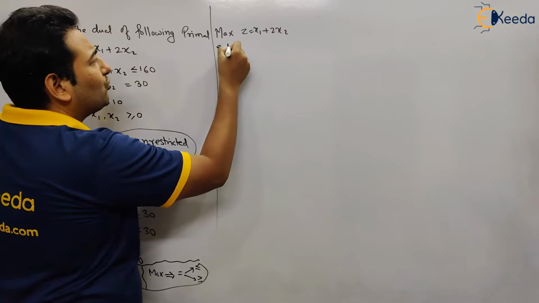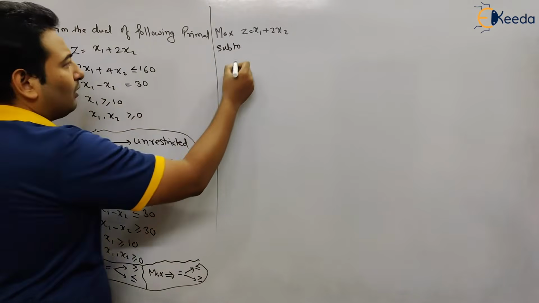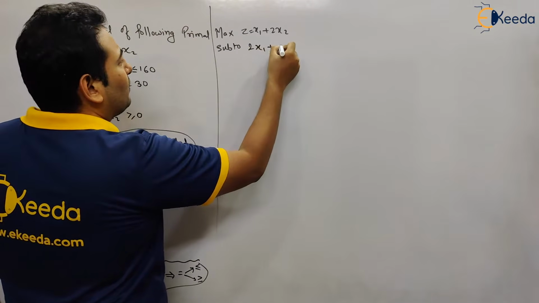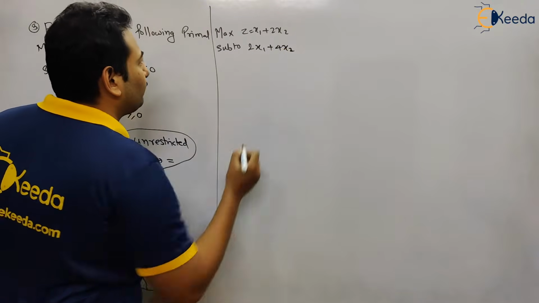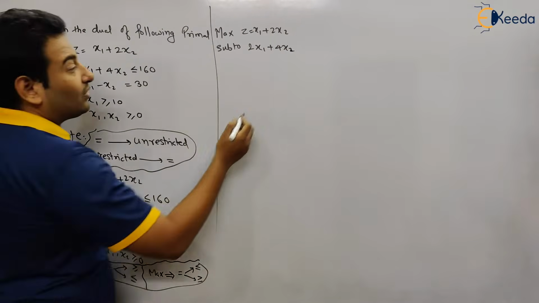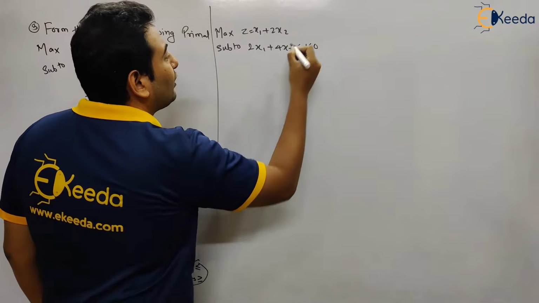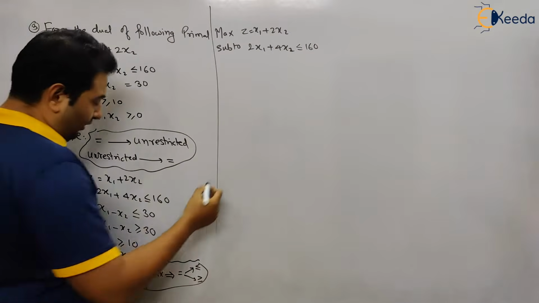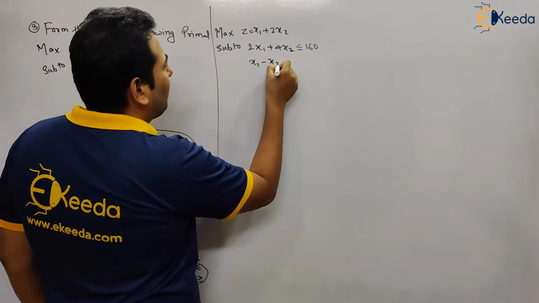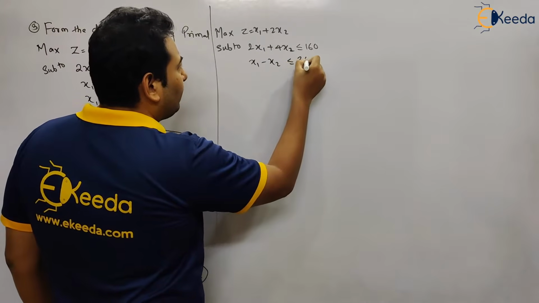So let me write down the first two as it is. Subject to 2x1 plus 4x2 less than equal to 160. First constraint is okay. Second one is also okay. x1 minus x2 less than equal to 30.